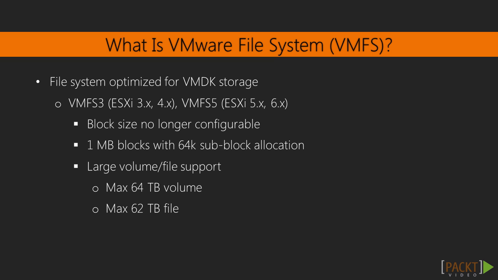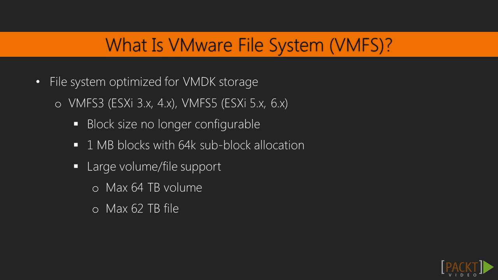So the VMware file system is a file system optimized for VMDK storage. There's a couple of different versions of this. There's effectively the older style version and then the more modern version, VMFS 3 versus VMFS 5. There's not very much we need to configure for VMFS. Effectively, we're going to format block devices, so local disks, Fiber Channel disks, iSCSI disks, but not NFS storage.